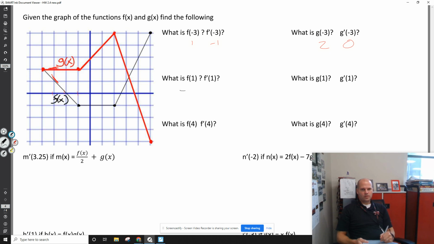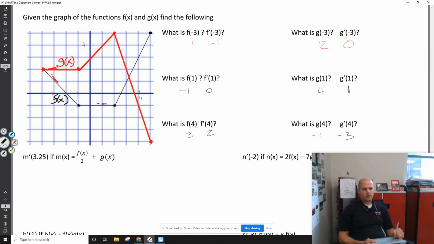At 1, F of 1 is negative 1, F prime of 1 is 0 because the slope here is 0. G of 1 is 4. G prime of 1 is positive 1. F of 4 is 3. F prime of 4, I go up 2 over 1. You can use rise over run to find slopes, right? G of 4 is negative 1. G prime of 4 is down 3 over 1, negative 3. Okay? So I just created a table of information.